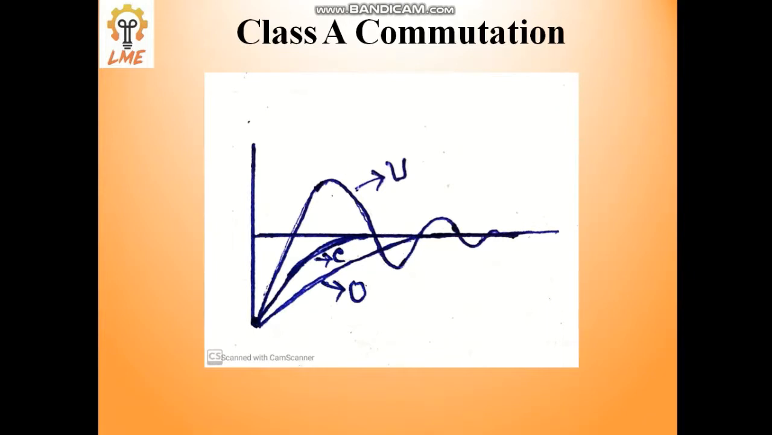For understanding the class A commutation, we have to know one thing very clearly: what is the under damped condition, what is the critically damped condition, and what is the over damped condition. So this is the under damped condition, this is the critically damped condition, and this is the over damped condition. In here we have to make the circuit in such a way that it is always under damped, means we have to use the values of R, L and C in such a way that it is always under damped.